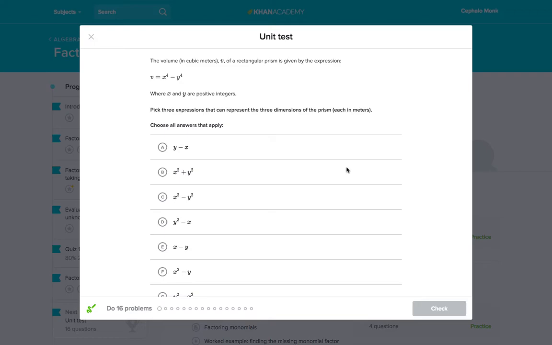Oh, okay. So it wants binomials, not pairs, but three binomials. Okay, so V, the volume, is equal to x to the fourth minus y to the fourth. And we know that the volume is also equal to the length times the width times the height. So let's break this down into V equals x squared minus y squared. Is that going to help us?